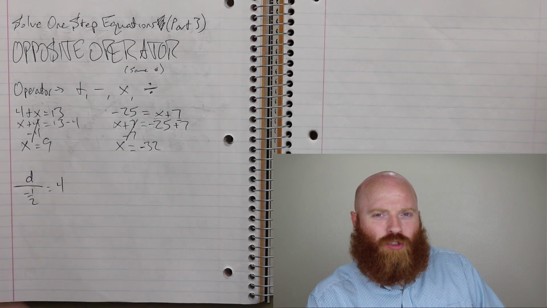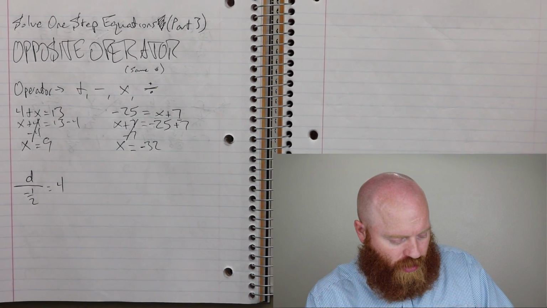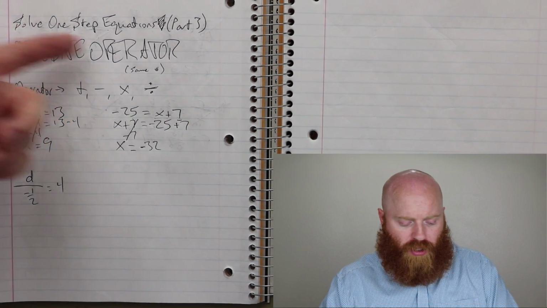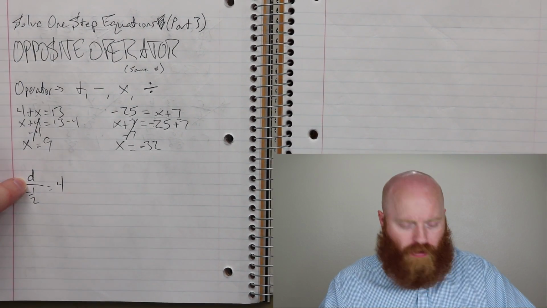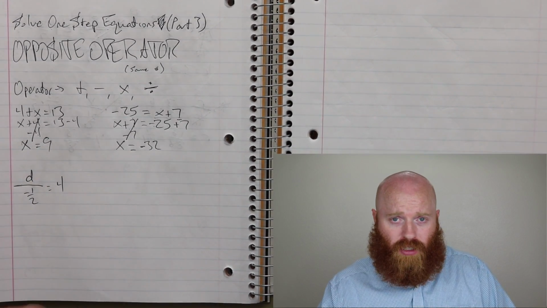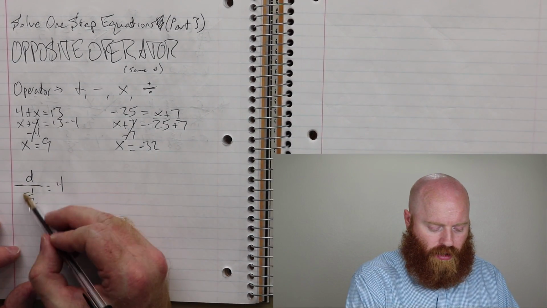Okay, how about d divided by negative 1/2 equals 4? I did a problem kind of like this right at the end of part 2, in case maybe you could stretch it and figure it out. But I'll do it right now and explain it. What we're going to do is opposite operator, same number. If you have a divide by a negative fraction, I don't care. The divide by is the operator. That fraction bar is the divide by sign. So this is a divide by this number.